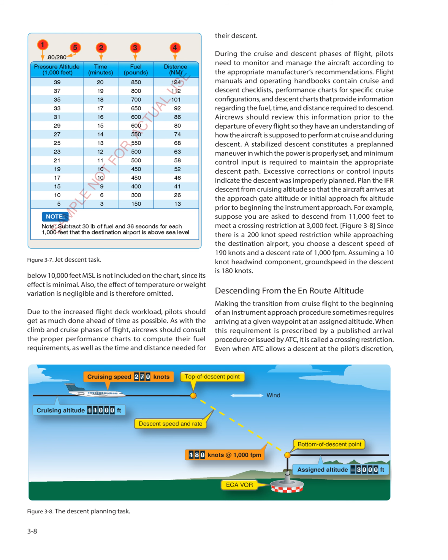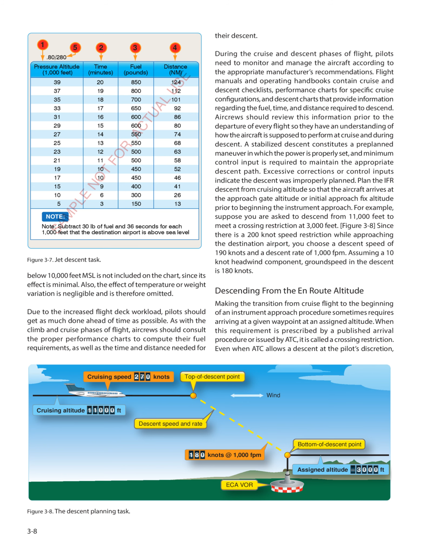Plan the IFR descent from cruising altitude so that the aircraft arrives at the approach gate altitude or initial approach fix altitude prior to beginning the instrument approach. For example, suppose you are asked to descend from 11,000 feet to meet a crossing restriction at 3,000 feet. In Figure 3.8, since there is a 200 knot speed restriction while approaching the destination airport, you choose a descent speed of 190 knots and a descent rate of 1,000 fpm. Assuming a 10 knot headwind component, ground speed in the descent is 180 knots.